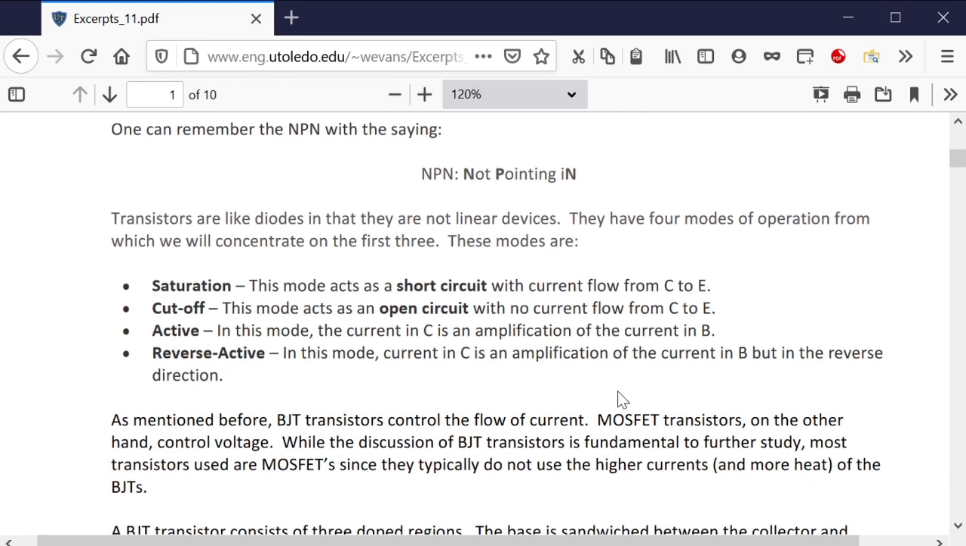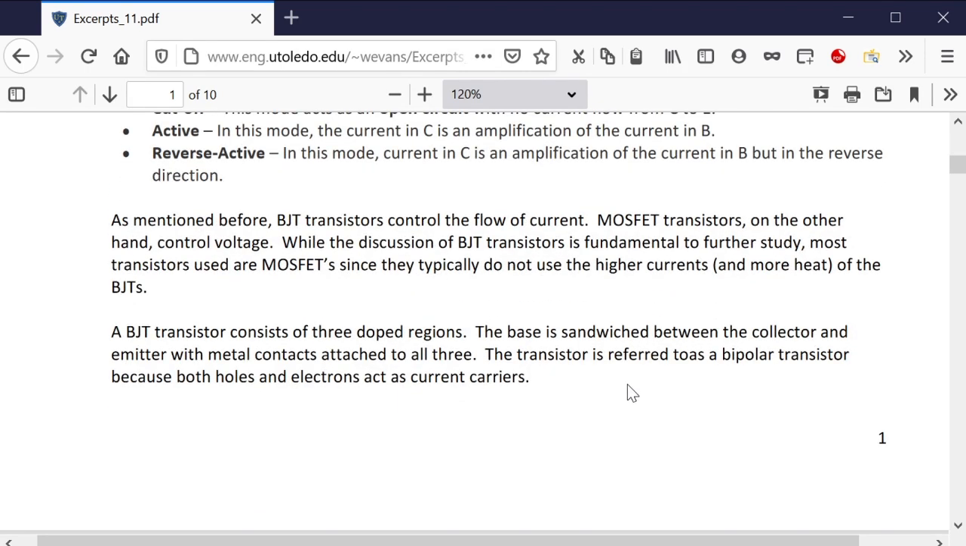Transistors are like diodes. They're not linear. They have four modes of operation. One is called saturation, one is called cutoff, one is called the active range, and one is called the reverse active range. Bipolar junction transistors control the flow of current. MOSFETs control the flow of voltage. While the discussion of BJTs is fundamental to further study, most transistors today use MOSFETs, since they typically do not use higher currents and therefore the heat that is generated with BJTs.